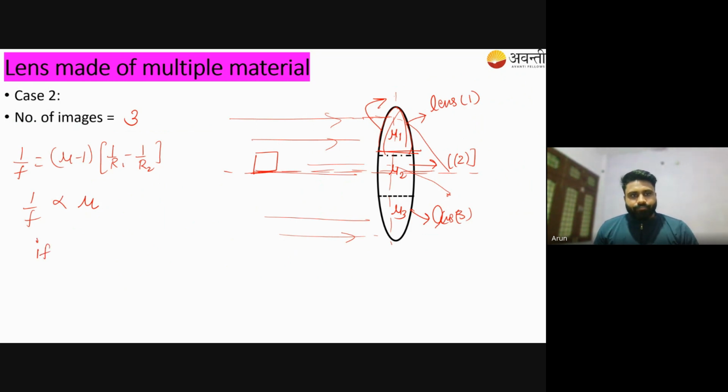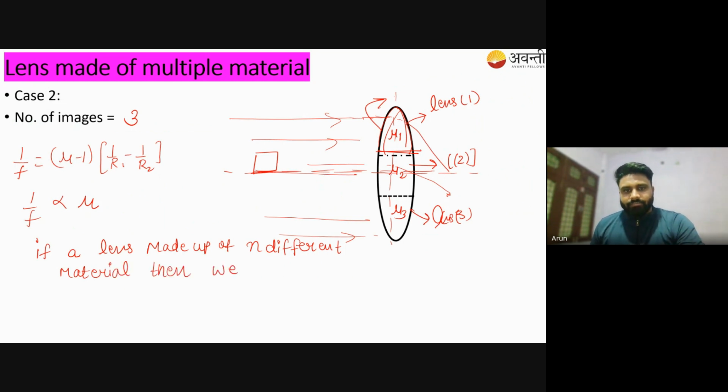If a lens is made up of n different materials, then we have n number of images for only one object. For one object. Okay.